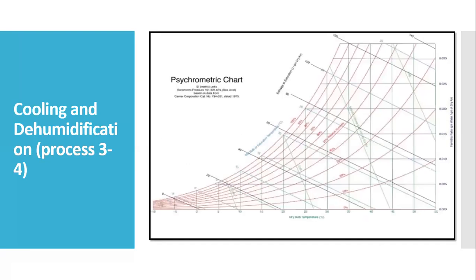For cooling and dehumidification, I have also plotted the psychrometric chart over here. I am just plotting two different points. Suppose point 1 is here and point 2 is here. Now you have to tell me which properties are decreased and which properties are increased from point 1 to point 2 during the cooling and dehumidification process.